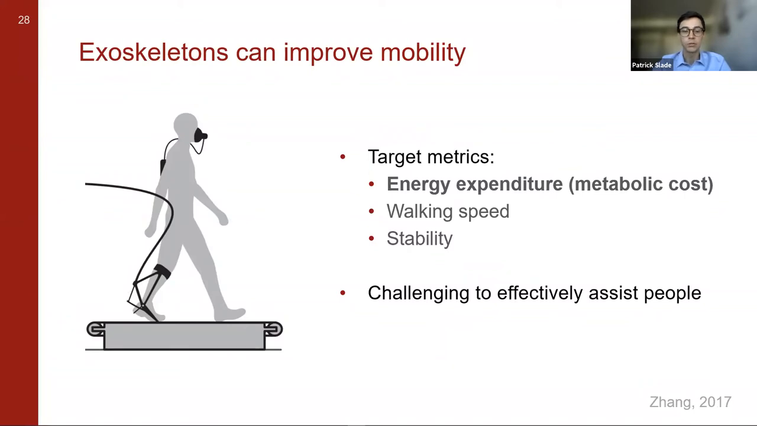So today we'll be talking about trying to reduce energy expenditure or metabolic cost, and that's to say, make it easier to walk. You could also try and increase walking speed or improve stability if that was important for certain populations.